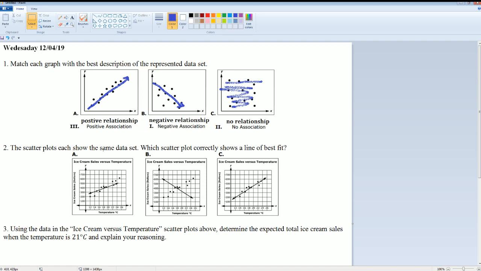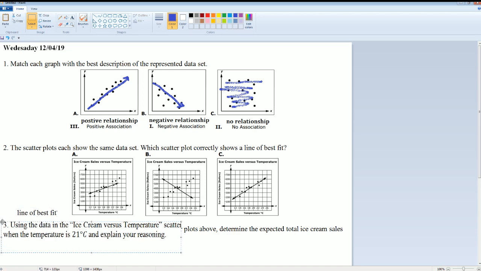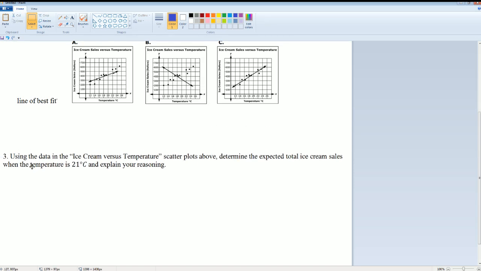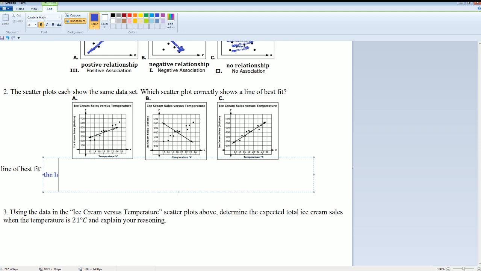The scatter plot here shows the same data set. Which scatter plot correctly shows a line of best fit? Remember, you have to look at the definition of what the line of best fit is. So I just want to write it down for you, in case you don't remember from your notes. What is the line of best fit? The line of best fit is referred to as the line that crosses the most points, or you could say it is the line that is closest to all the data points on the scatter plot.